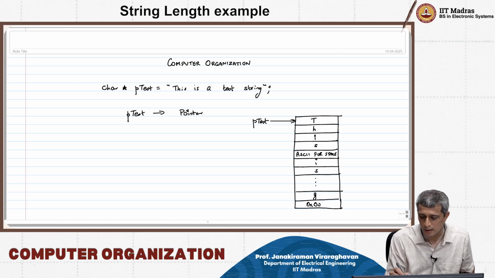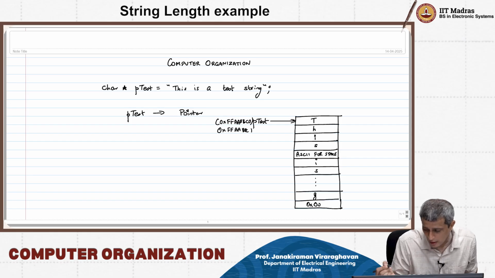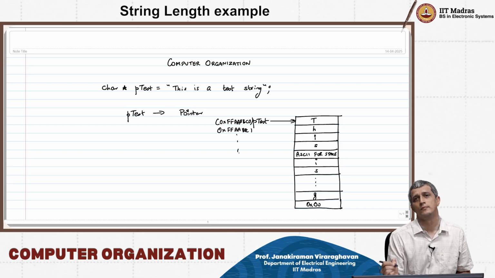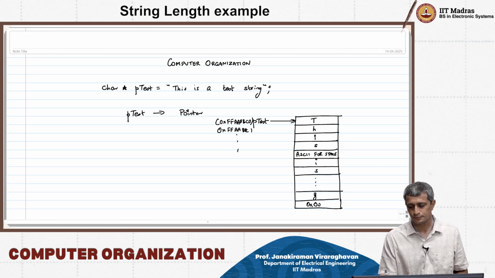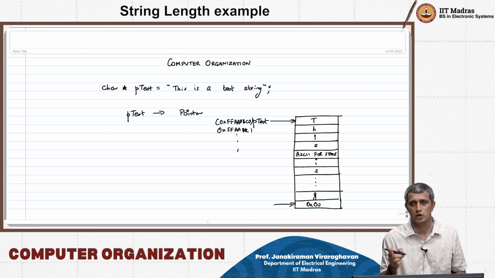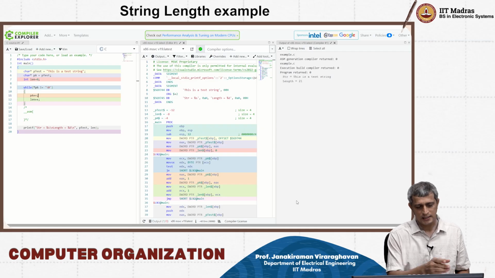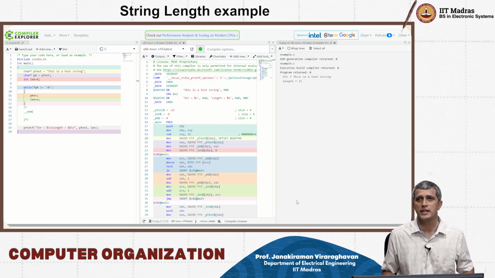So it will start with some particular address, some 0x FFAA BBC0. Then this will be 0x FFAA BBC1, right, and so on. And this \0 will be basically after all the 21 characters. In the 22nd location you will see this particular thing, right. So this is an alternate way of writing the same program.